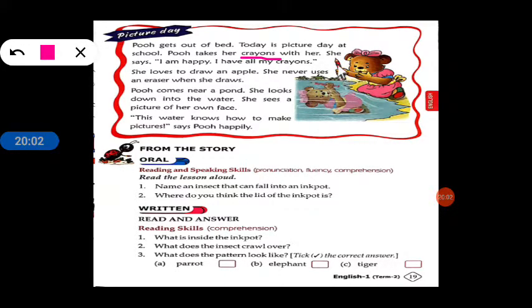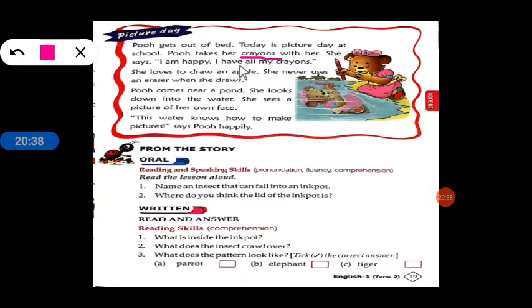So she holds crayons. She also uses colors to color the pictures. Correct. Now you can get different colors of crayons. So she takes her crayons with her, and she says, "I'm happy." By taking all the colors, she is happy. Who is happy? Because she wants to draw pictures at her school. So she is happy now.